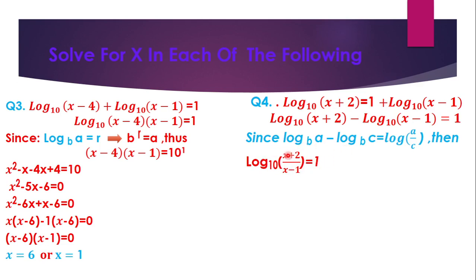Again, here where we have reached, despite having a fraction inside the brackets, we are going to apply the property we applied here, right? So we identify our base. Our base is 10, so 10 to the power r, which is 1 in this case. Then we equate this to the fraction x plus 2 over x minus 1. So if you do that, you are going to get this expression. If we do cross multiplication, we are going to have 10x minus 10 is equal to x plus 2.